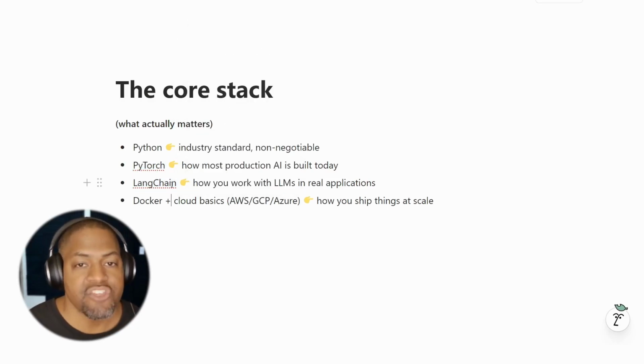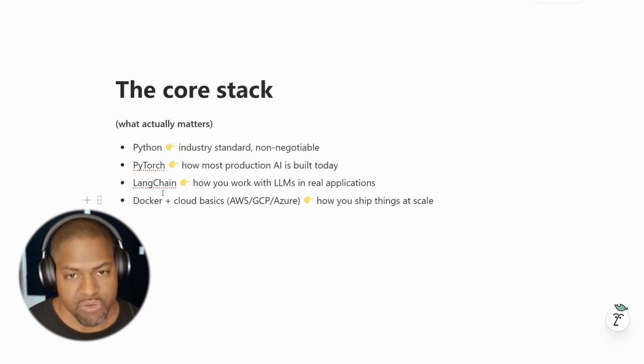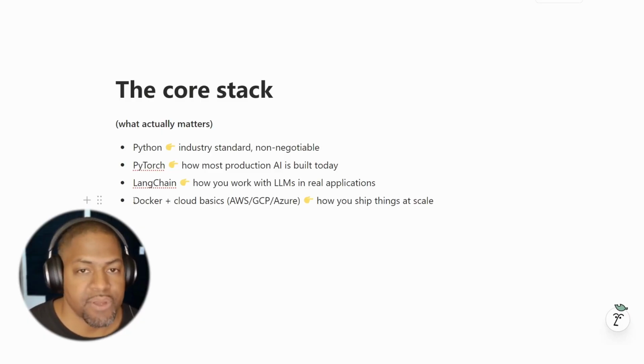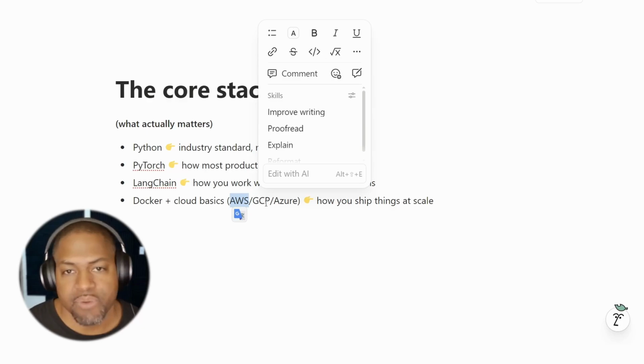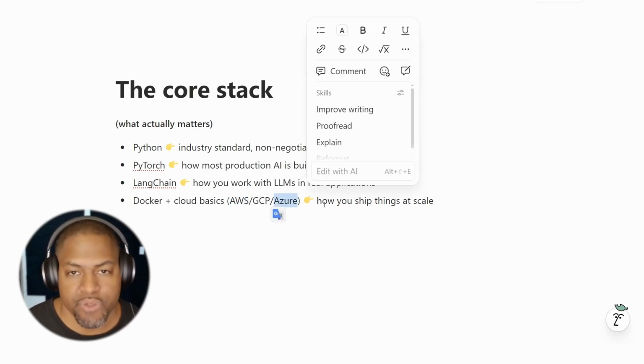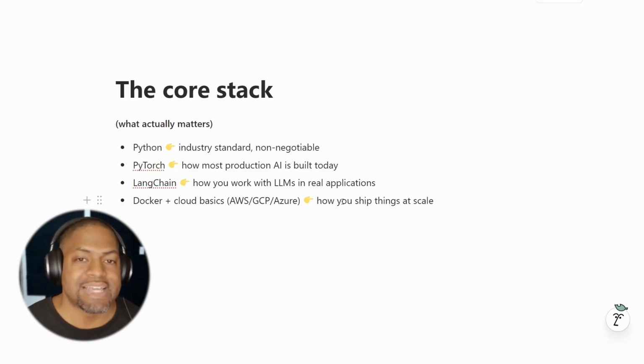Next, you want to know LangChain. Basically, this is how you work with LLMs, large language models, in real applications. So you need to know that. And to be able to deploy them in a real-world scenario, Docker and cloud basics. That means learning either AWS, Google Cloud Platform or Microsoft Azure, and how to ship things at scale once you have your models working, to be able to deploy them for many people at scale for a company.